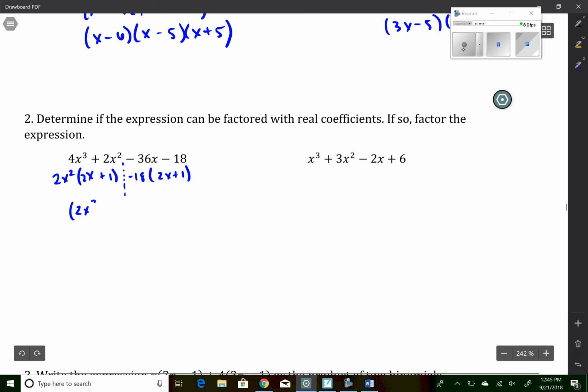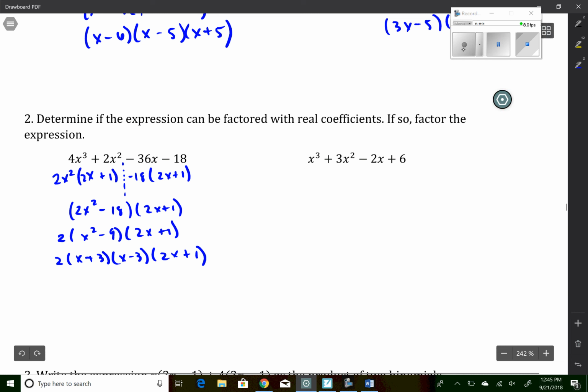So we have 2x squared minus 18, 2x plus 1. Take out a 2, x squared minus 9. Again, always looking for that GCF. That's the one everybody forgets. And then difference of two squares gets us to our final factorization.